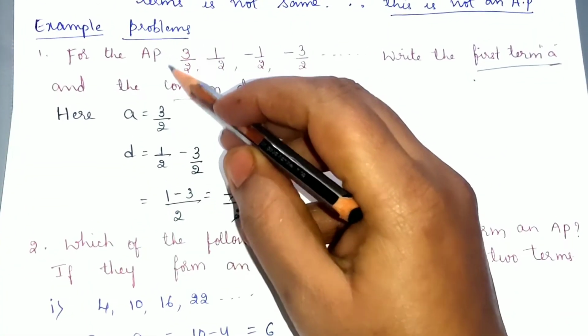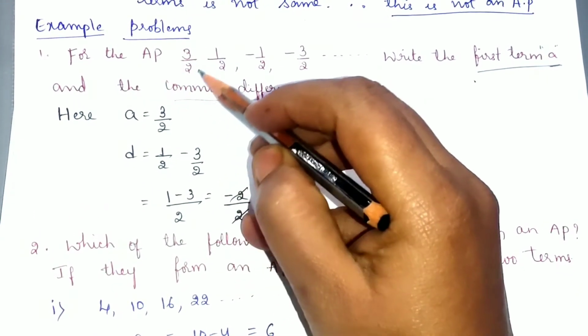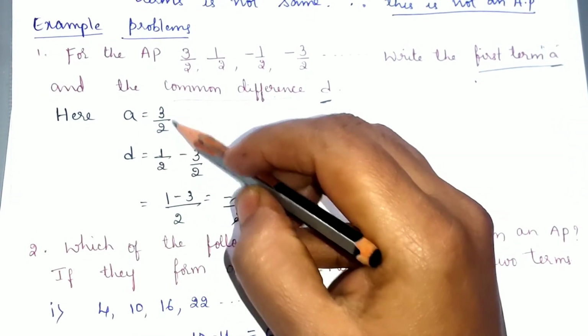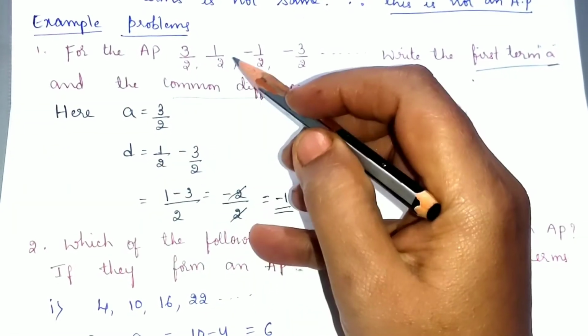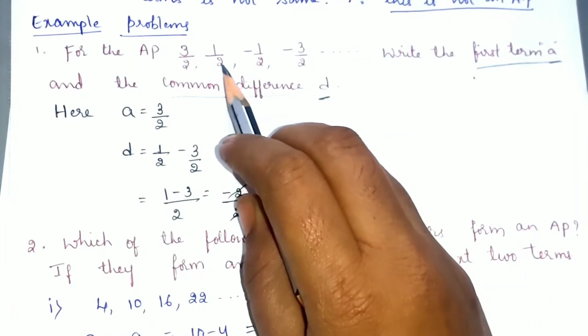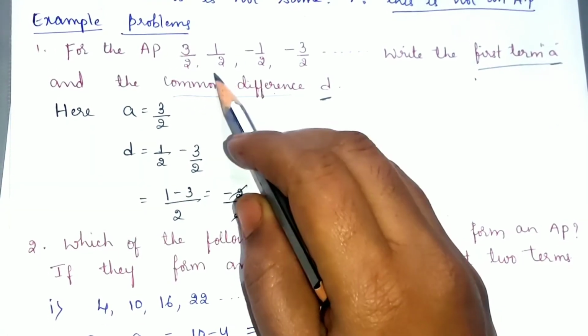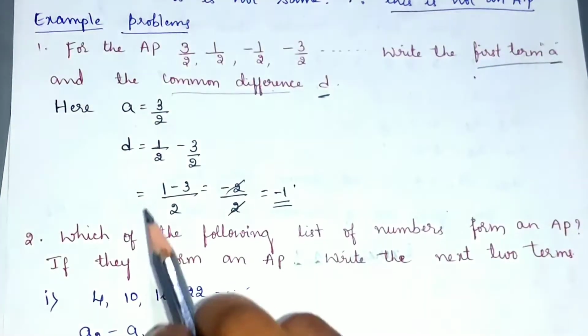Here, 3 by 2 is the first term. We call this 3 by 2 as a. So a is equal to 3 by 2. Then, the method of finding the common difference is simple. You can subtract the second term minus the first term, third term minus the second term, fourth term minus the third term.